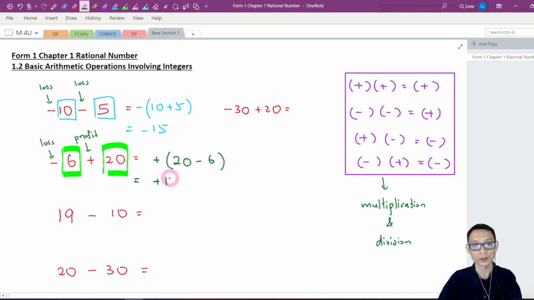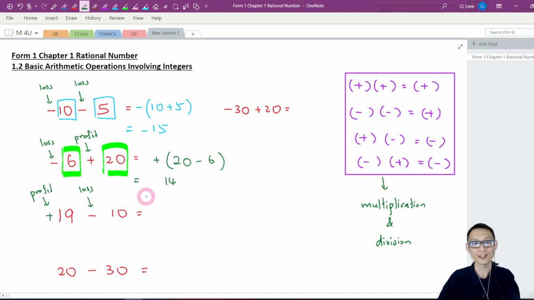Okay, this is positive 14, but we don't need to write a positive sign in front of it. It's okay for a positive number. You don't have to write a positive sign. It's okay. Now let's look at this one. You don't see any sign here. It means positive, right? So this is profit. This is loss.